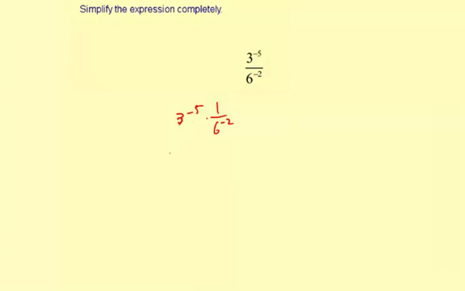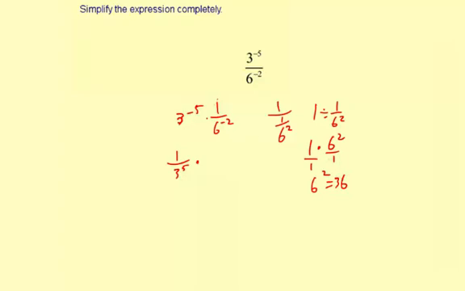So 3 to the negative fifth power, that's the same thing as 1 over 3 to the fifth power. And then 1 over 6 to the negative 2, well, that's the same thing as 1 over 6 to the 2. That's the same thing as 1 divided by 1 over 6 to the 2, which is the same thing as 1 times 6 to the 2 divided by 1. So basically, this is just going to be 6 squared, or 36.